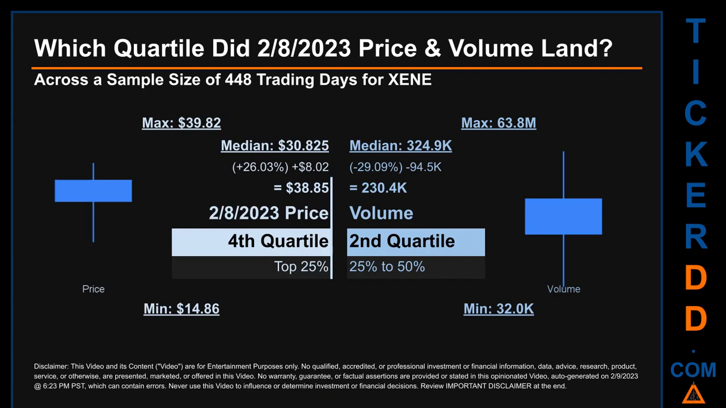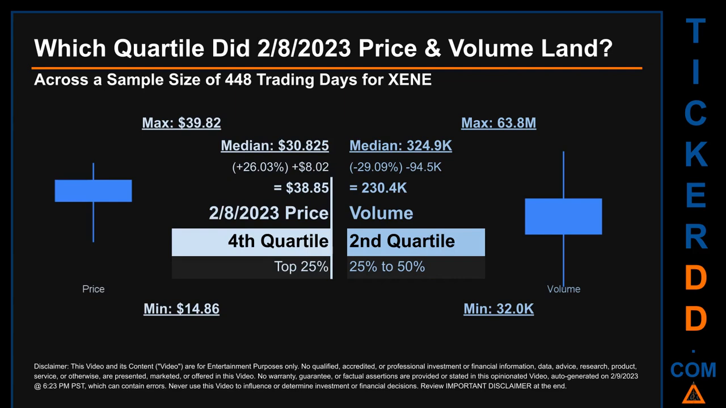Which quartile did the 8th of February 2023 price and volume land? Across a sample size of 448 trading days, the maximum end-of-day price for XENE was $39.82 while the minimum was $14.86. Within that price range, the 8th of February 2023 price, of $38.85, landed within the fourth quartile, meaning that it was within the top 25% of all sampled end-of-day prices. The day's volume landed within the second quartile, that is within the 25% to 50% range of all sampled daily volume, which saw a max daily volume of 63.8 million and a minimum of 32,000.